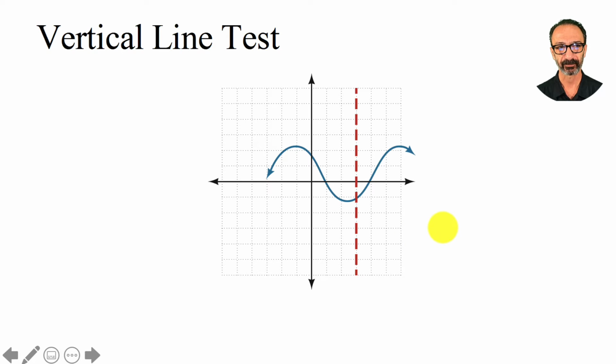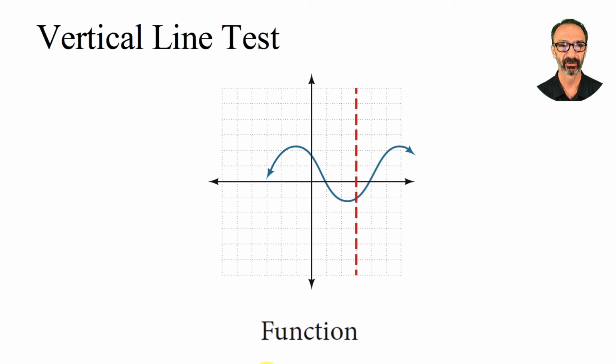Here's a graph. Using the vertical line test, if this vertical line, I could graph it anywhere I want. Every time I graph it in any different place, it's going to cross the graph only once. So that's a function.